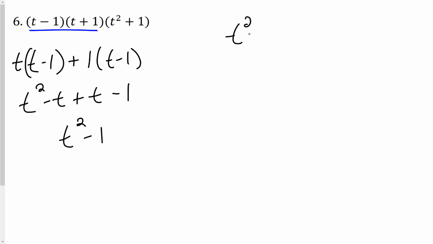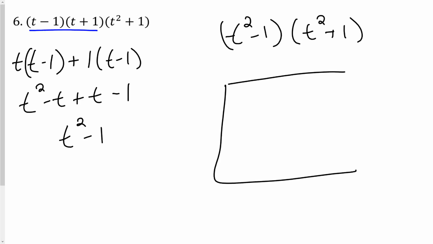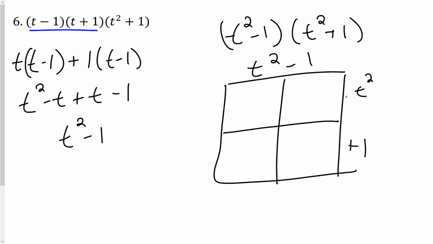So now I want to find the product of t squared minus 1 times t squared plus 1. And I'll do this using the table. You can do it either with the distributive property or using a table. So this is only a 2 by 2, t squared minus 1, t squared plus 1. We get t to the 4th minus t squared plus t squared minus 1. Combine my like terms, we end up with t to the 4th minus 1.